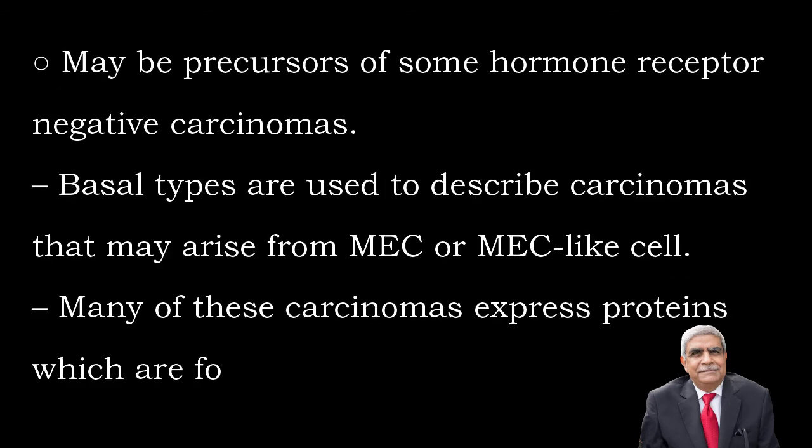Again, a very important point. May be precursors of some hormone receptor negative carcinomas. Basal types are used to describe carcinomas that may arise from myoepithelial cells or myoepithelial-like cells. Many of these carcinomas express proteins which are found in the myoepithelial cells.